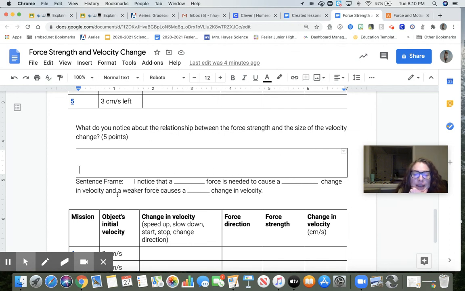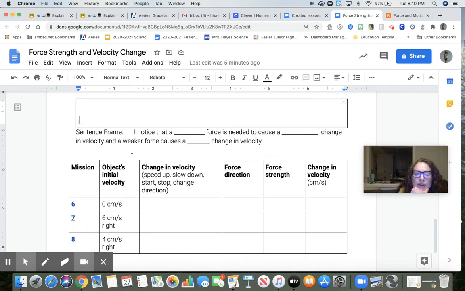And then, a weaker force, so that's a small force, causes what kind of change in velocity? Does it cause a big change, a small change, a strong change? What kind of change? Okay, and then remember that this table, missions 6 through 8, are extra credit. Okay, so that is the assignment.